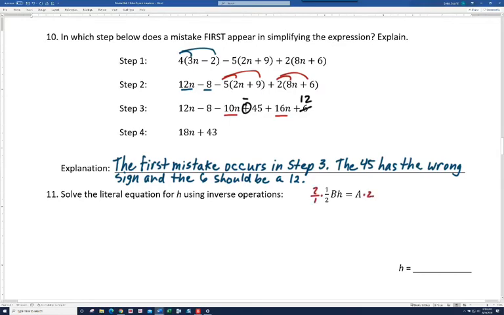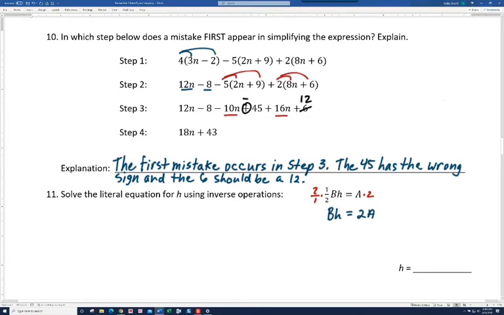And so that's what we're going to do. We're going to multiply each side by 2. And on the left, I know when you multiply reciprocals, you get 1. So we're going to get 1BH, or just BH. And on the other side, we're going to have 2A.